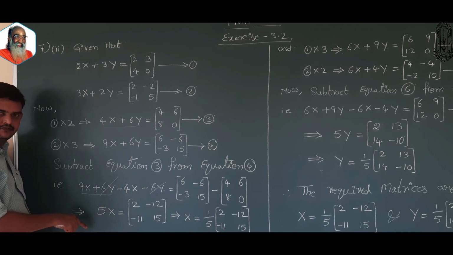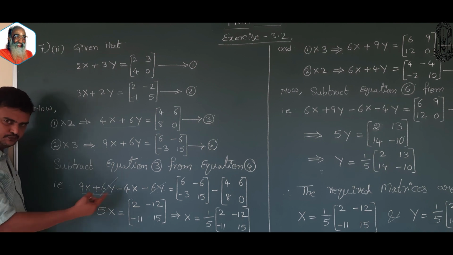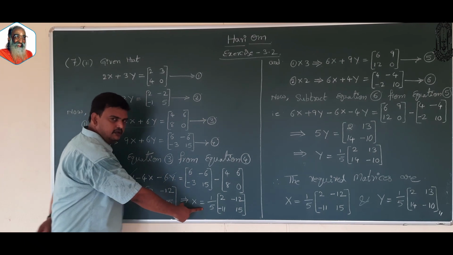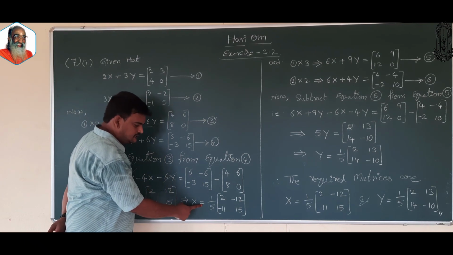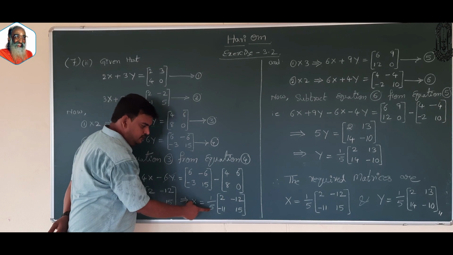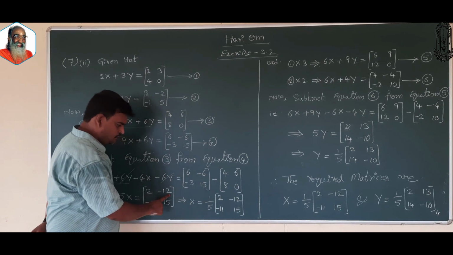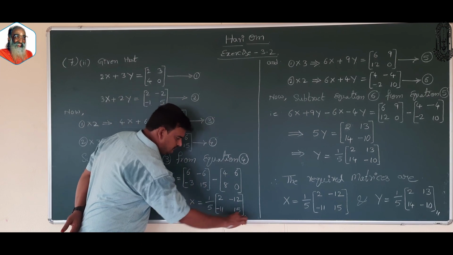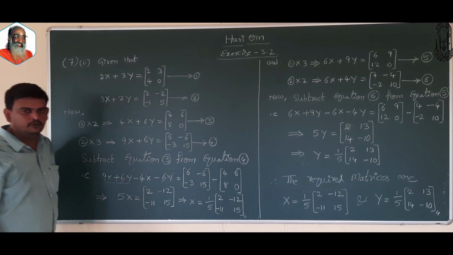Now we require the X value. As we know from transposition in algebraic operations, 5 is multiplied with X, and when it is sent to the other side, it becomes division. So X is equal to 1 by 5 into the matrix [2, -12; -11, 15]. So this is the value of X.